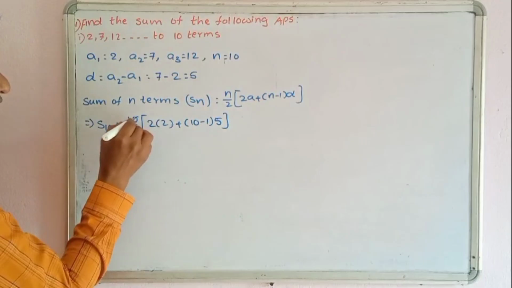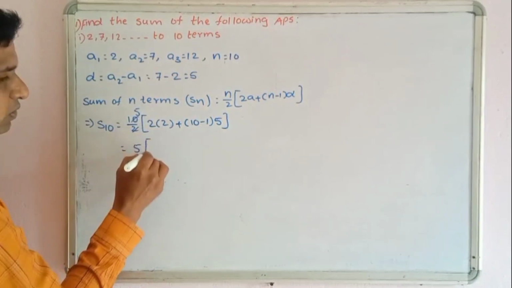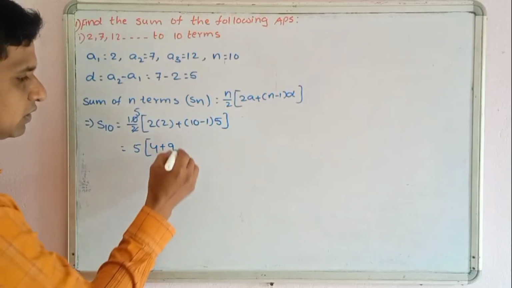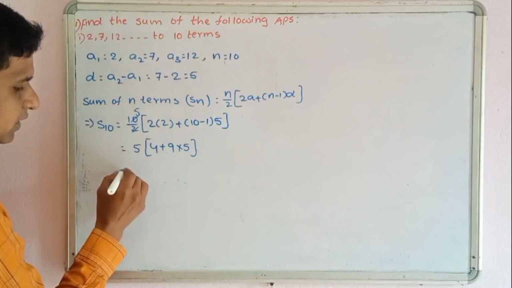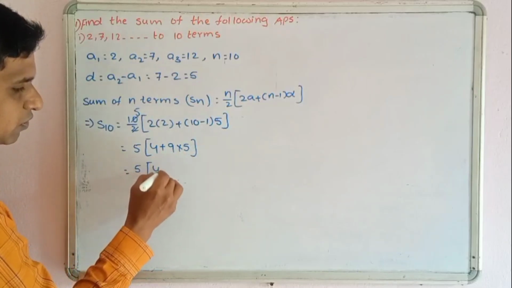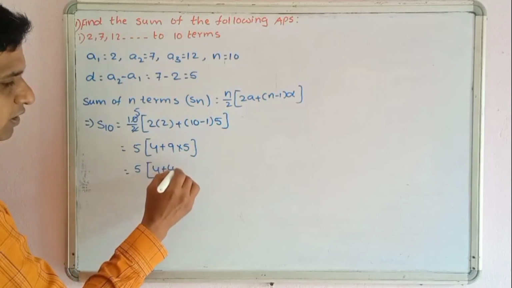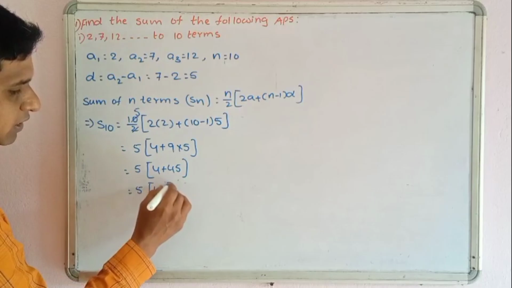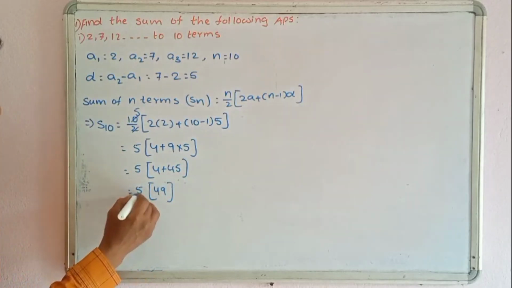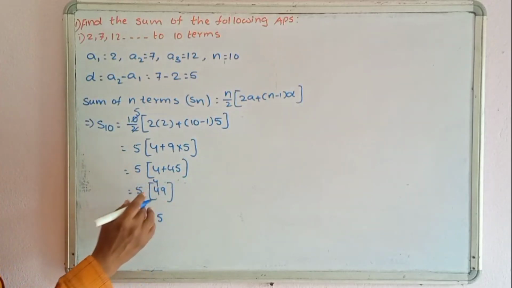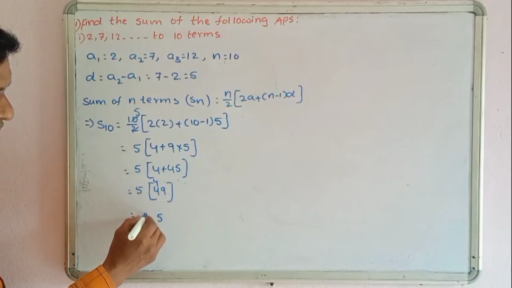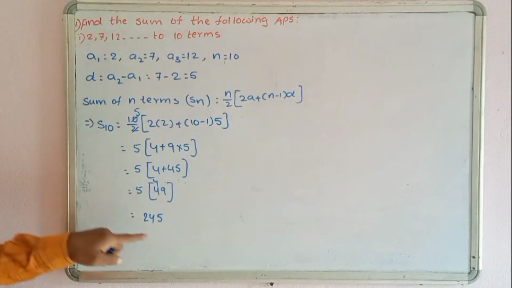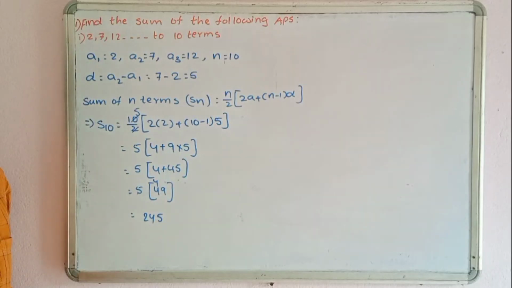d is the common difference, that is 5. So 10 by 2 is 5, into 2 times 2 is 4, plus 10 minus 1 is 9, into 5. That equals 5 into 4 plus 45, which is 49. So 5 into 49: 5 nines are 45, 4 balance, 5 fours are 20, 20 plus 4 is 24. So in the given series, the sum of the first 10 terms is 245.